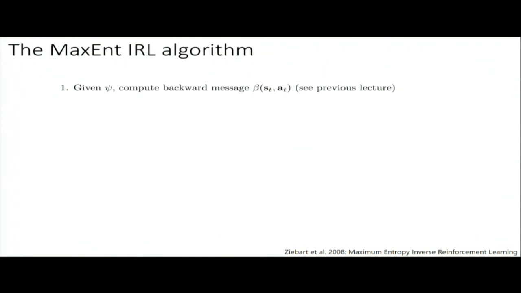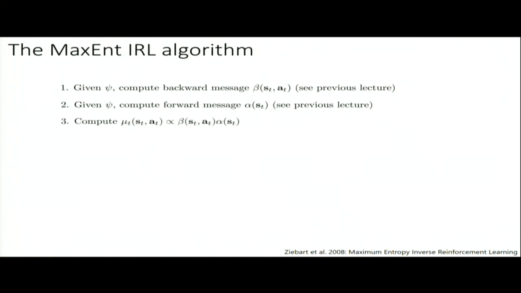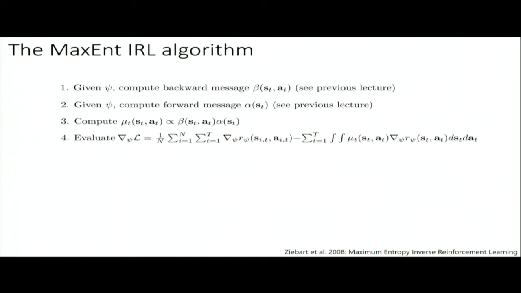First, given your current psi, compute the backward messages. And this, you can look at the previous lecture last week on Wednesday to see how those can be computed. Then compute the forward messages alpha. Then compute your state action visitation frequencies at every time step by multiplying beta and alpha. Then evaluate the gradient. And it's a big, scary equation, but all this really is the average gradient of the reward in your data minus the average gradient under your state action visitation frequencies. And that second part can be implemented as a giant inner product.